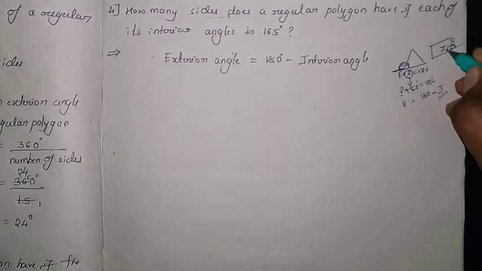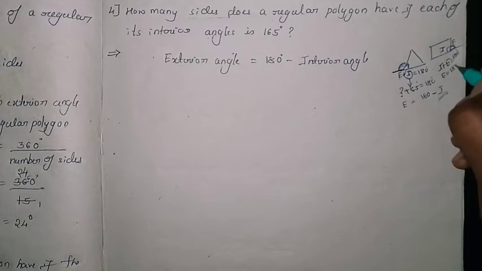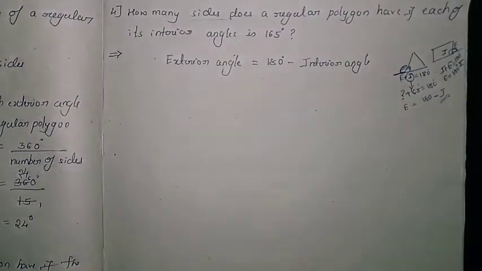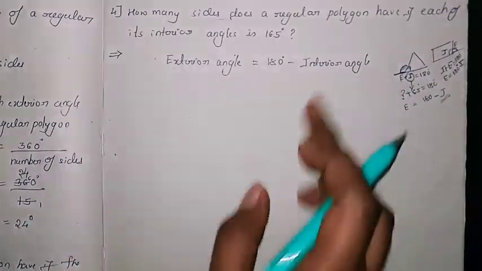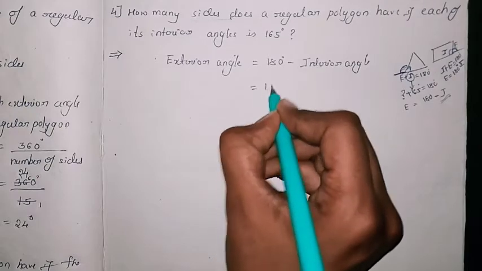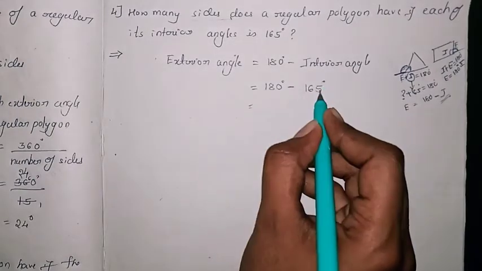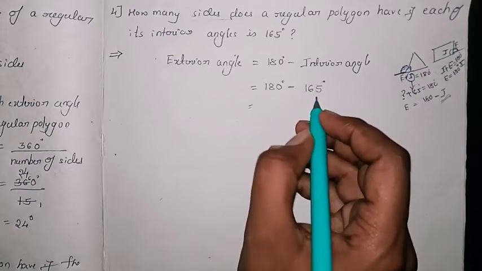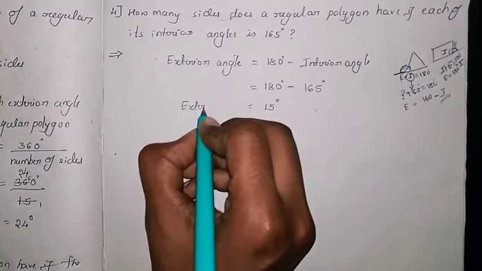Here you can observe, interior plus exterior angle is equal to 180 degrees, and we want the exterior angle. So exterior is equal to 180 degrees minus interior. Is it clear now? Exterior angle is always equal to 180 degrees minus interior angle. Here they have given the interior angle, so 180 degrees minus 165 degrees. 180 minus 165, that means 80 minus 65, it will be 15 degrees. So now we got the exterior angle.